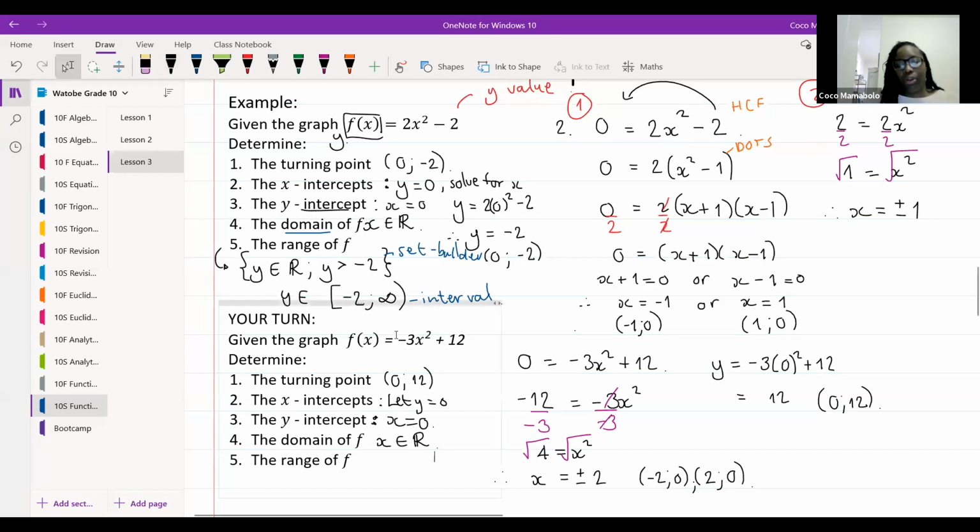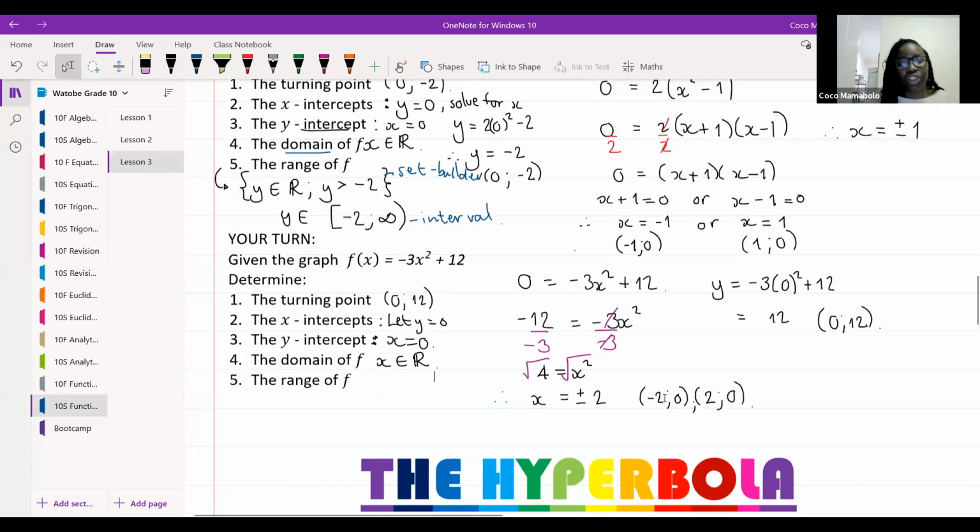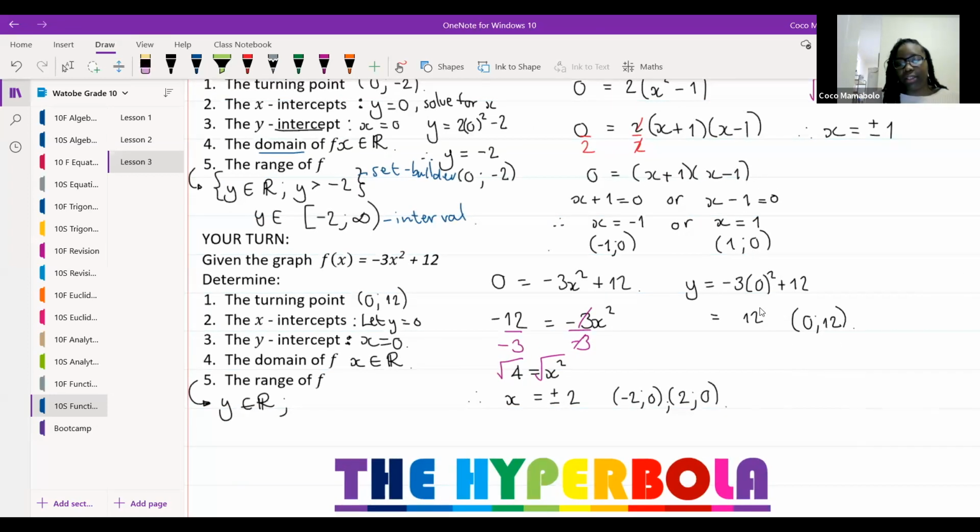Excellent. Now, let's talk about the range. The range of f, what is the range of f? I want somebody to tell me. I know that I'm going to have a y is an element of real numbers, but now Funzo says y is greater than or equal to 12. But if I draw this graph, guys, is it a sad face or a happy face? Sad or happy face, guys?